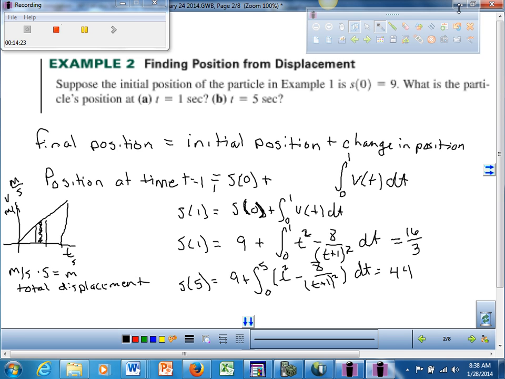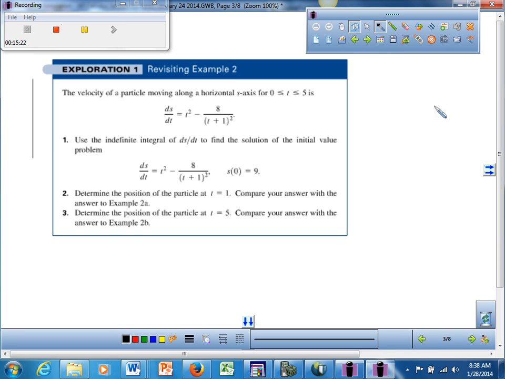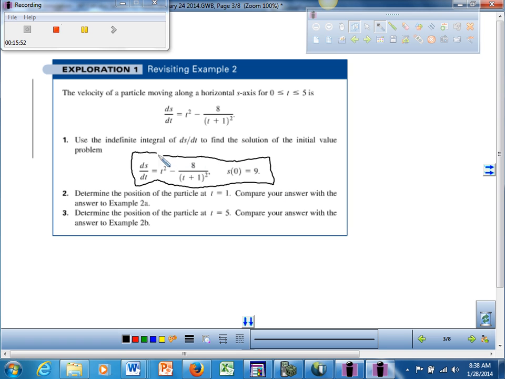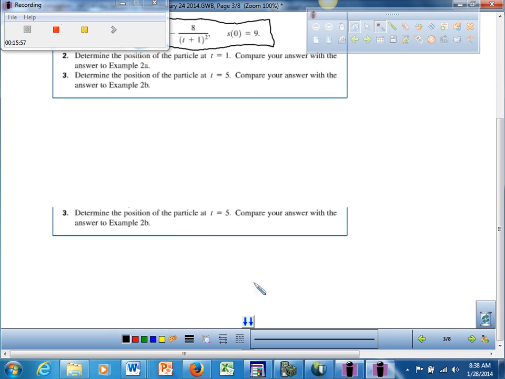Let's take a look at our next example. In here, what we did is we took an initial position plus the net change to find our final position. Well, another way that we could do this is we could just find the position function, right? We could integrate and find the actual function for position and then plug in the value at time 5 or time 1. So that's what I want you to do now. I want you to separate the variables and use the initial value to solve for the particular solution of that differential equation on your paper right now.